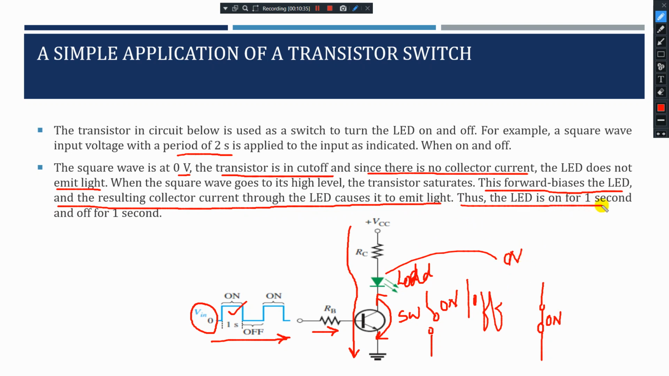Thus the LED is on for 1 second and off for 1 second. So it's a 50% duty cycle. On for 1 second, off for 1 second. So it is a 50% duty cycle application. You can use a transistor for switching a particular device on and off by supplying a square wave signal.